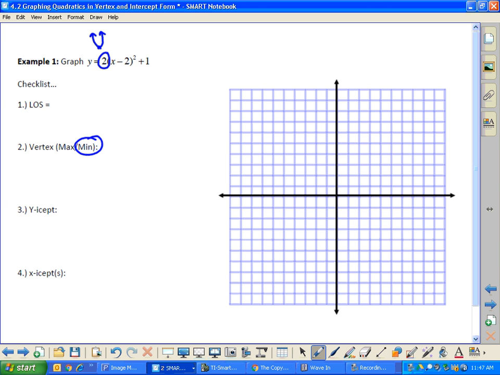I also notice it's a number bigger than 1, which means this graph is going to be stretched out, if you'll remember how that works. So it's going to be skinnier than x squared. I notice I also have an h value of 2 and a k value of 1. Essentially, this graph would move to the right 2 units and then up 1 unit. So our axis of symmetry, it's just your h value. X will be 2.